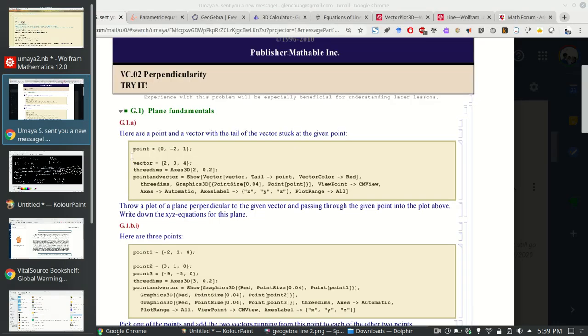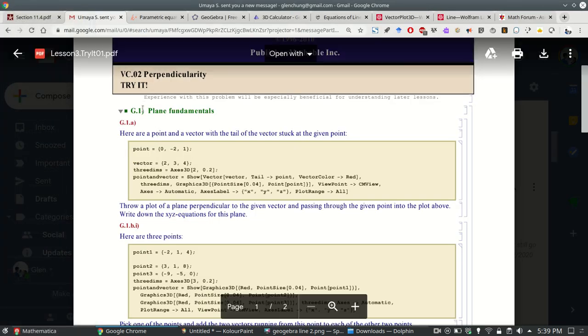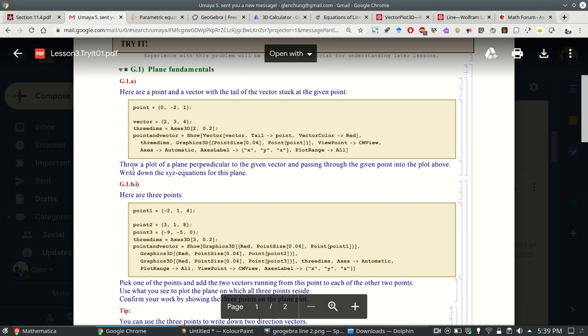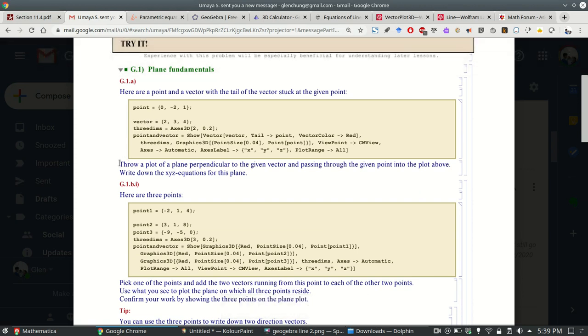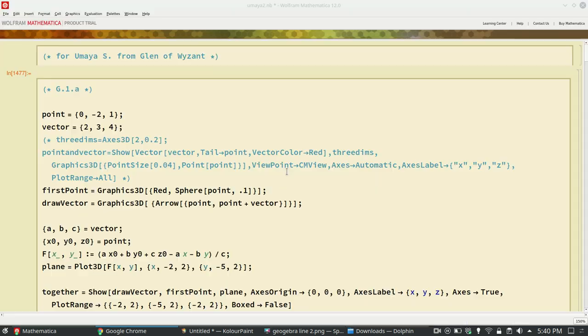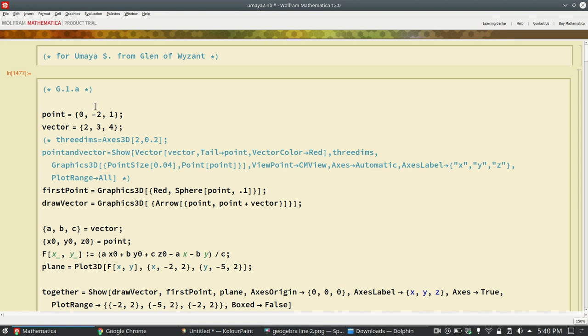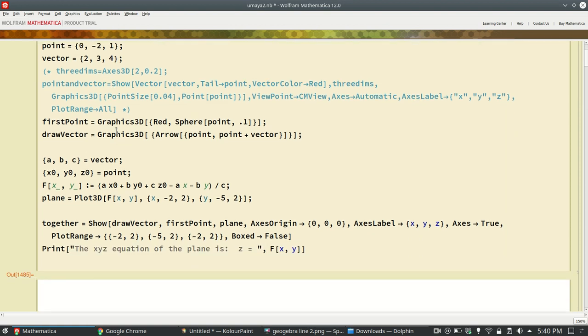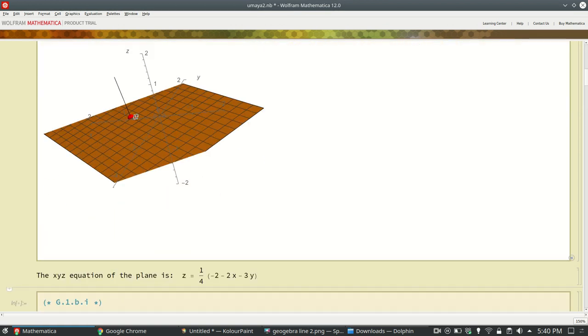Hello, Umaya. This is the perpendicularity worksheet, and the first problem asks for a plot of a plane perpendicular to a vector and passing through a point. So I have used the code that was given and have made some modifications to get you a point. So that is the point, and the vector that was given is this guy right here.